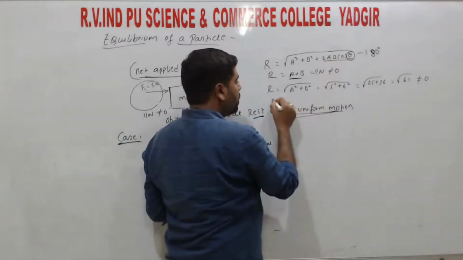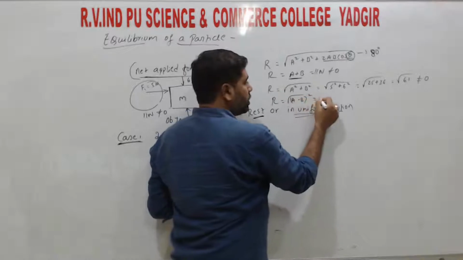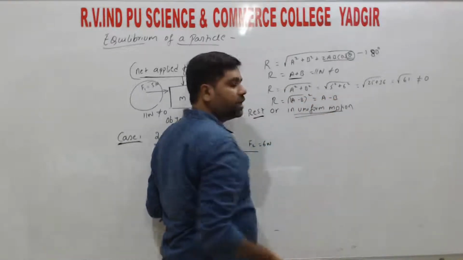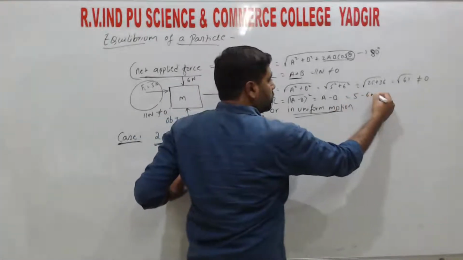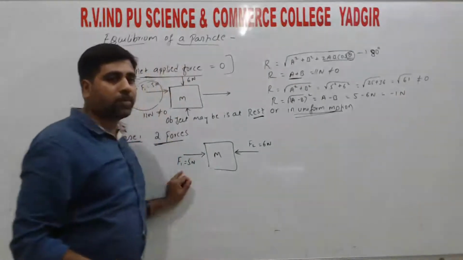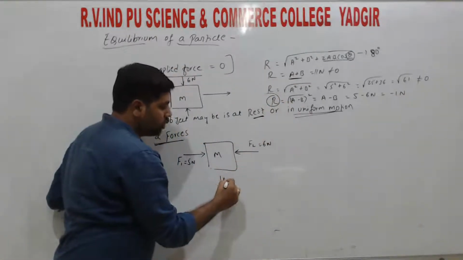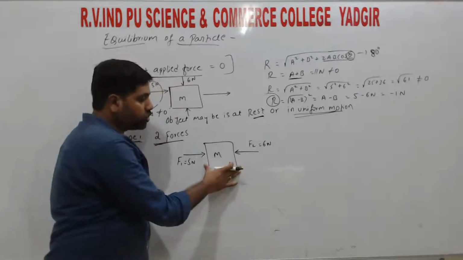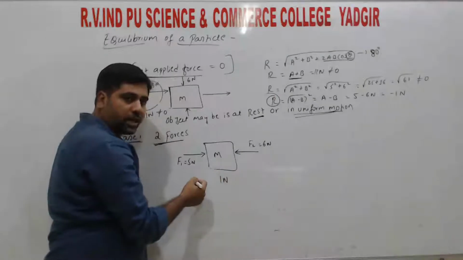So cos 180 is minus 1. So this becomes R is equal to the square root of (a minus b) whole squared, that is equal to a minus b. So here a is 5 Newton minus 6 Newton. Again we are getting minus 1 Newton. That means the net resultant force acting on this object is 1 Newton. Minus indicates what? The direction towards the negative x-axis.